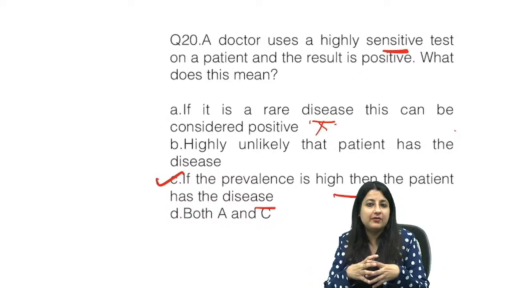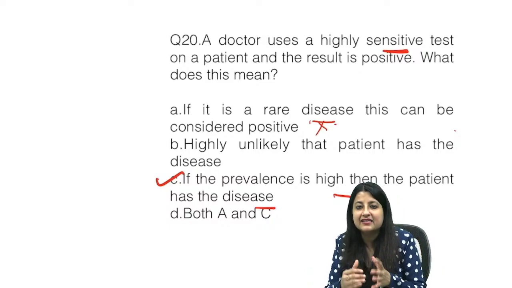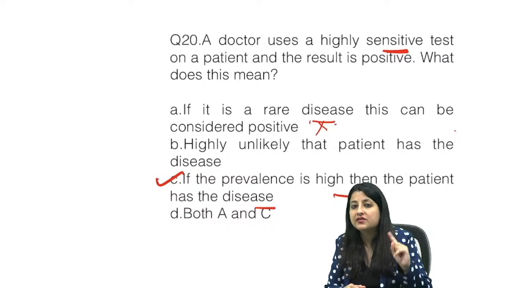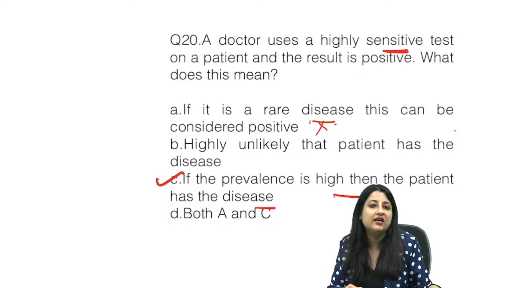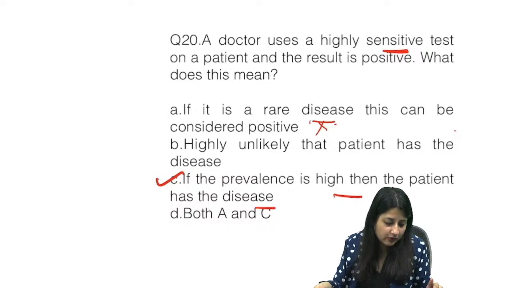No, if prevalence is more and the screening test is highly sensitive, that means if your screening test is coming positive, there are more chances that you actually have the disease. Clear, everybody? Okay, a simple fact.